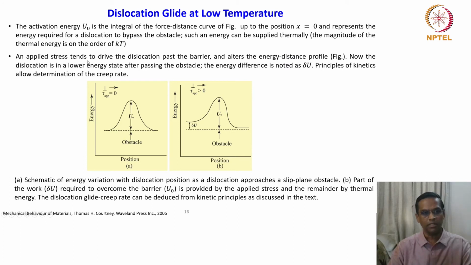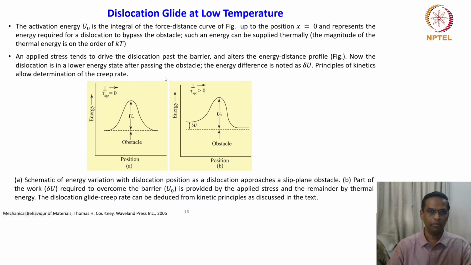An applied stress tends to drive the dislocation past the barrier and alters the energy obstacle and energy distance profile, which is shown in this figure. Now the dislocation is in the lower energy state after passing the obstacle. So you can see that now the dislocation energy is lower as compared to before crossing the obstacle. The energy difference is noted as delta U, and the principles of kinetics allow determination of the creep rate.